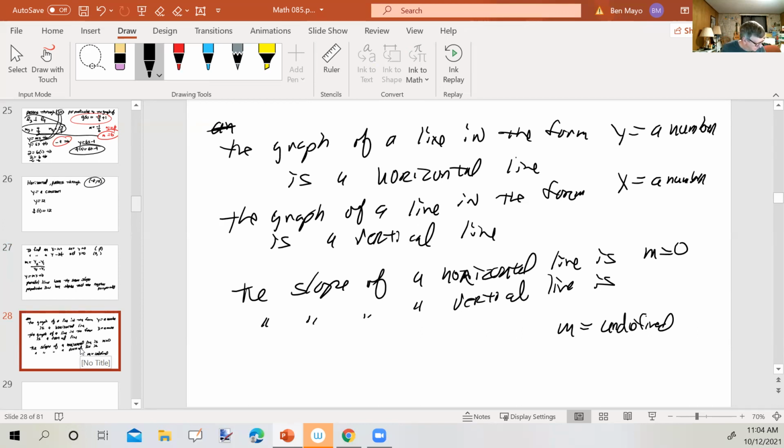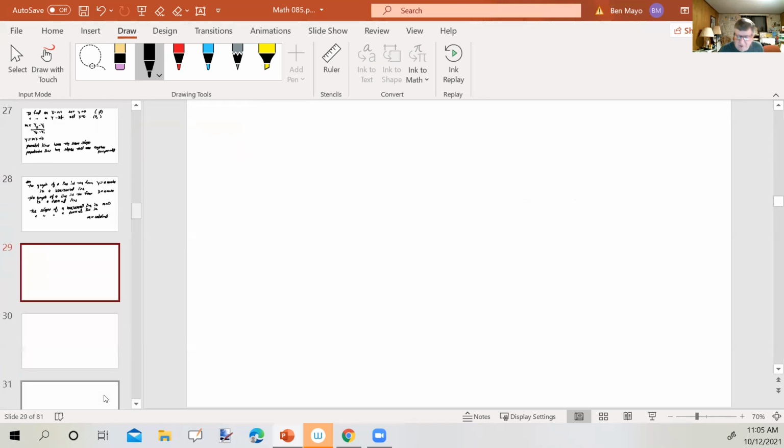Okay, now I want to take a look at an application problem where basically what we're going to do, we're going to read a story and extract information for 2 ordered pairs. Then we're going to go back and use the technique we used earlier today, where given 2 ordered pairs, find the equation of the function. Okay, so here's what it says.